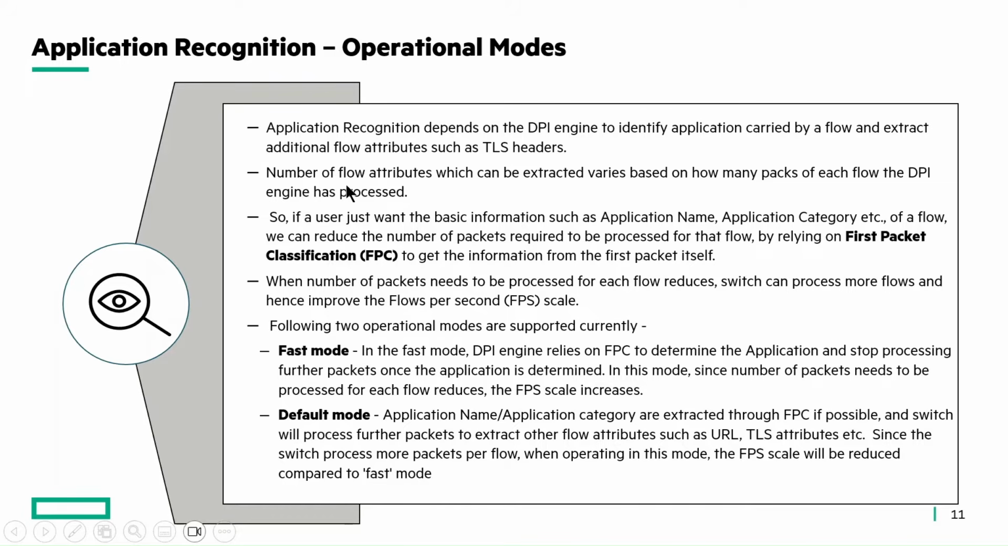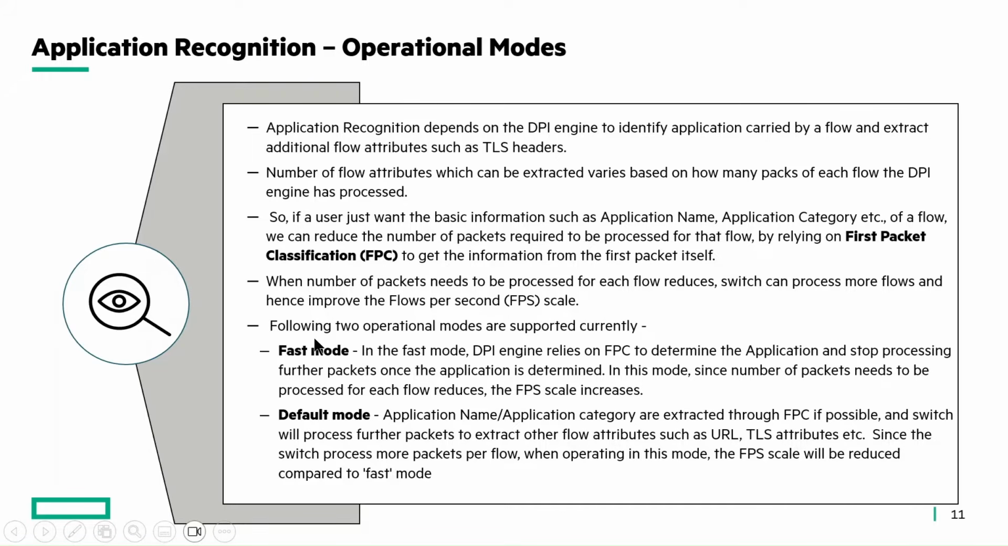The number of packets of each flow that the DPI engine has analyzed determines how many flow attributes can be extracted. Therefore, if a user simply wants the necessary information such as application name and application category, we can reduce the number of packets that need to be processed for a flow by relying on the first packet classification, where it extracts only the necessary information from the first packet itself. The switch can handle more flows and hence increase the flows per second scale when the number of packets that must be processed for each flow decreases.